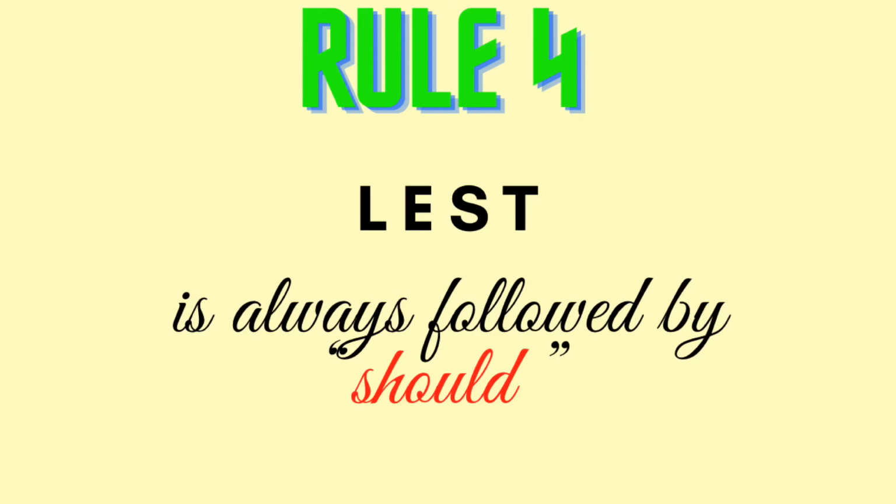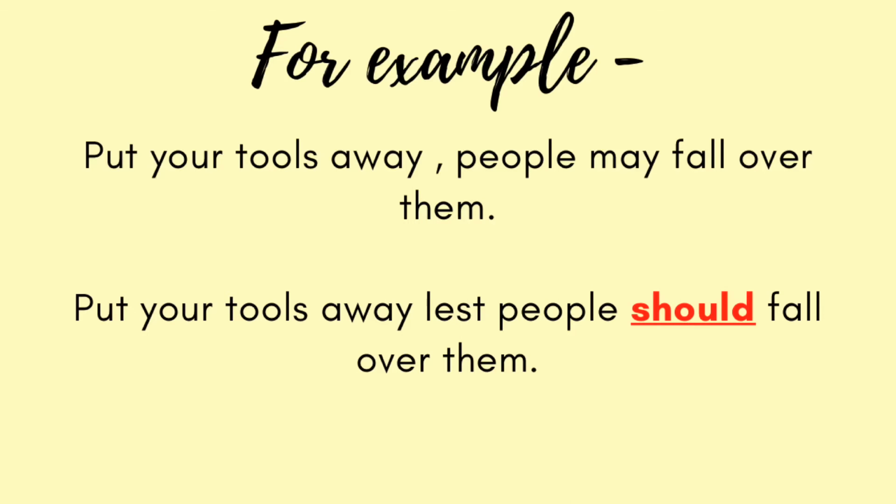Rule 4 is lest. What should we do when we have to use lest in the sentence for transforming it? Lest should always be followed by should. Remember that. Let's see the example. Put your tools away, comma, people may fall over them. We have to use lest in this sentence. Put your tools away, lest people should fall over them. We have to use should in the following sentence when we use lest.